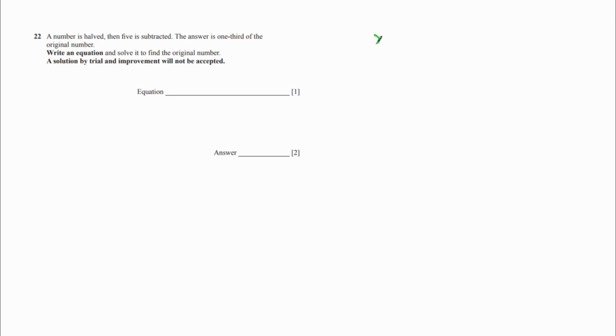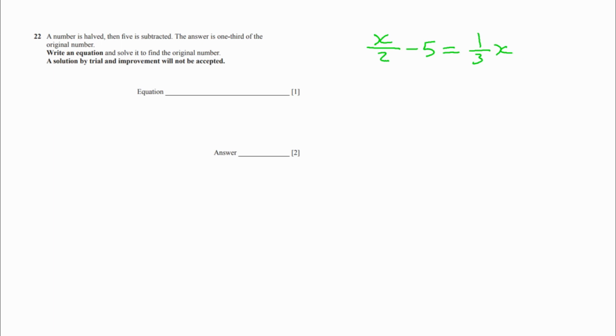Just imagine that the number we are considering is x, and if we say that x is halved, the number is halved, and then 5 is subtracted, so -5, and then the answer is 1/3 of the original number. So the answer is 1/3 of x. So this is the equation that we find out: a number is halved, -5 is then equal to 1/3 of the original number.